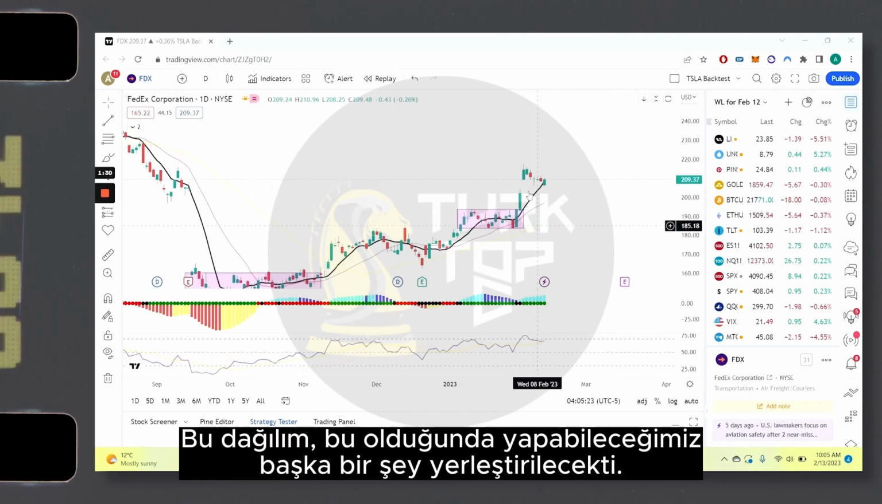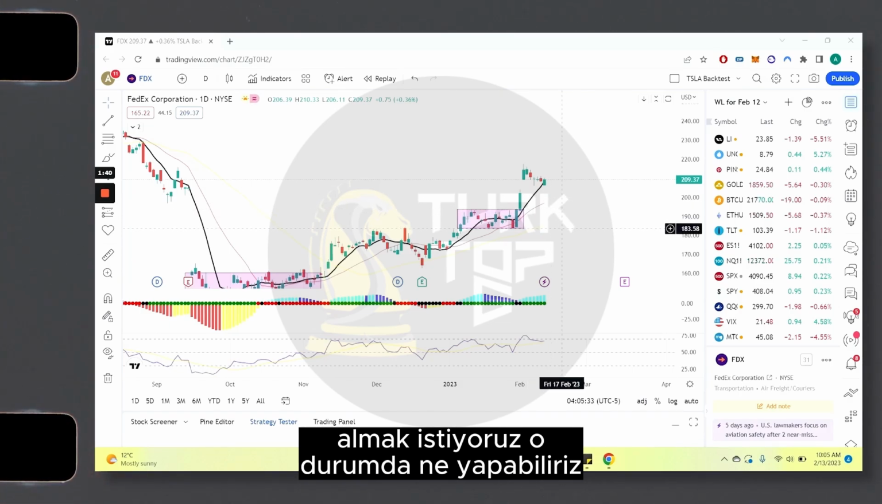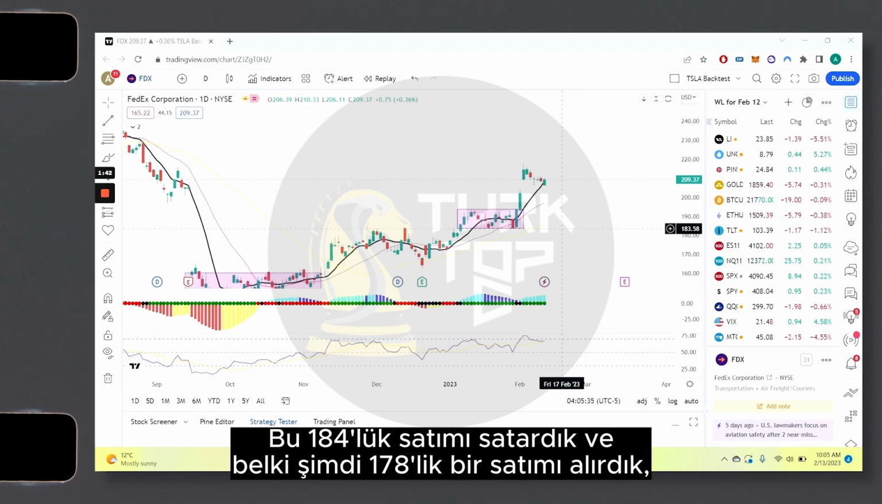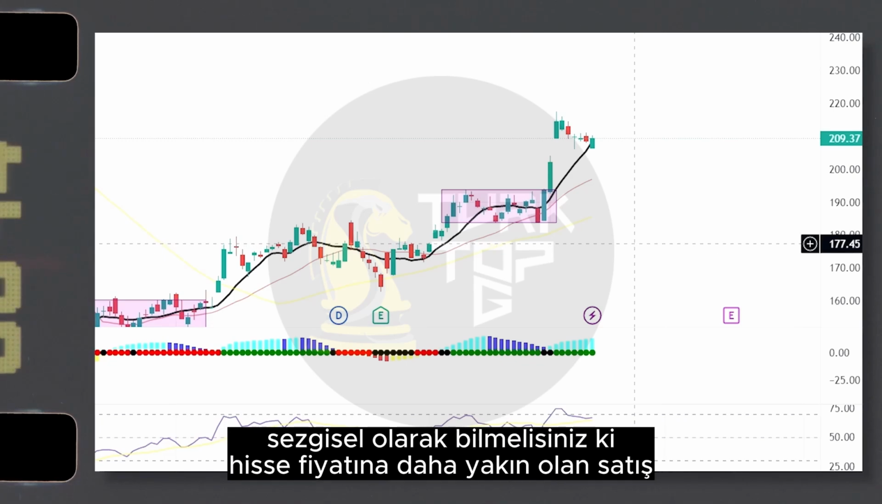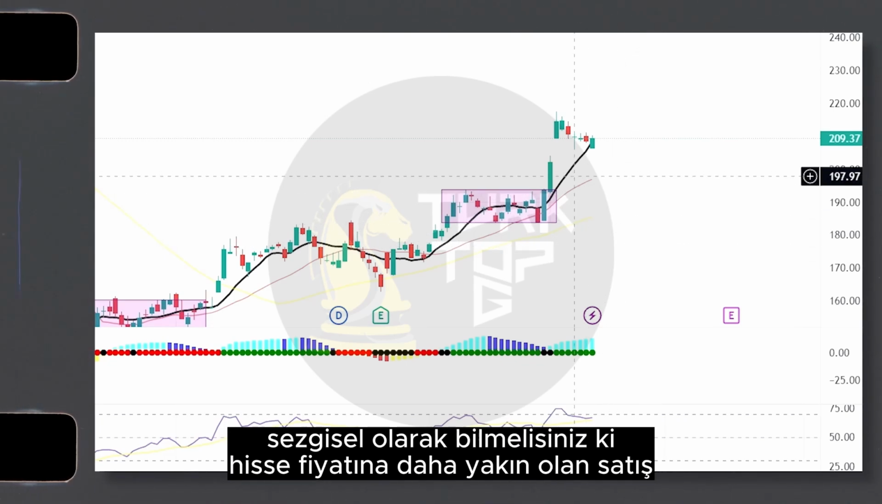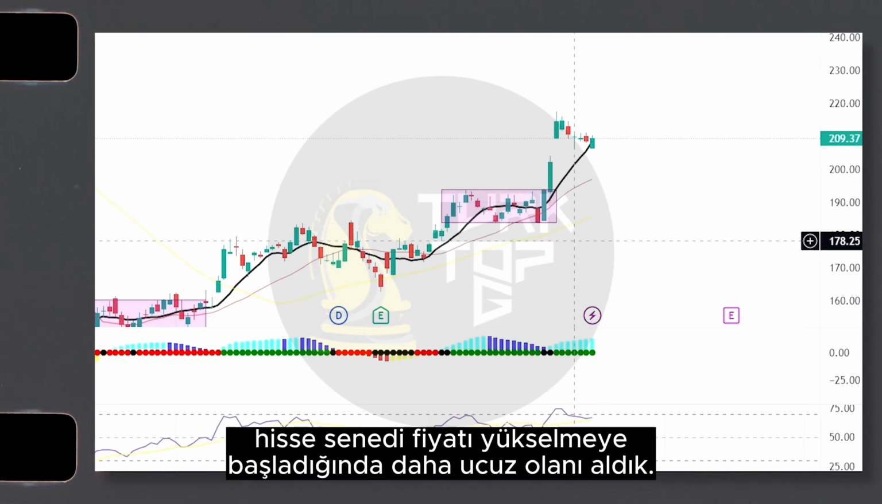So another thing we could have done when this breakout happens, instead of paying the premium, we would like to receive the premium. So what we can do in that case is we would sell this 184 put and maybe buy a 178 put. Now, intuitively, you should know that the put that's closer to the stock price is going to be more expensive. So we sold the more expensive put and we bought the cheaper one.